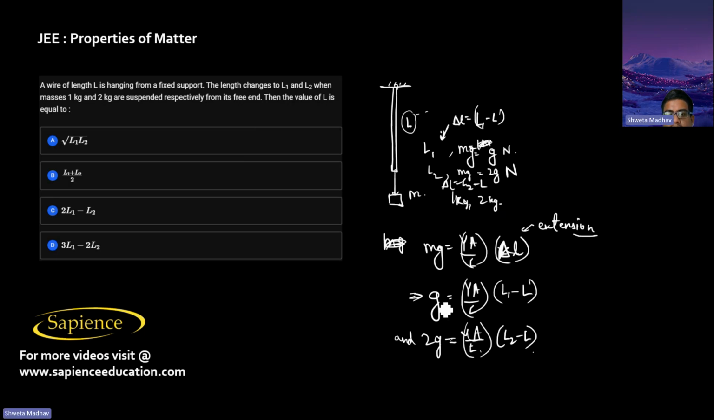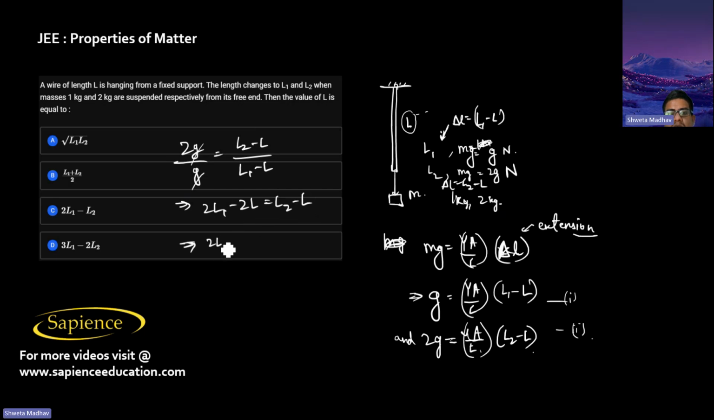Now, if we divide equations 1 and 2, then we will get 2g by g equal to L2 minus L by L1 minus L. g and g will get cancelled. Then we can say 2L1 minus 2L is equal to L2 minus L. So therefore, L is equal to 2L1 minus L2. 2L1 minus L2 is the length. Option C is the correct answer.